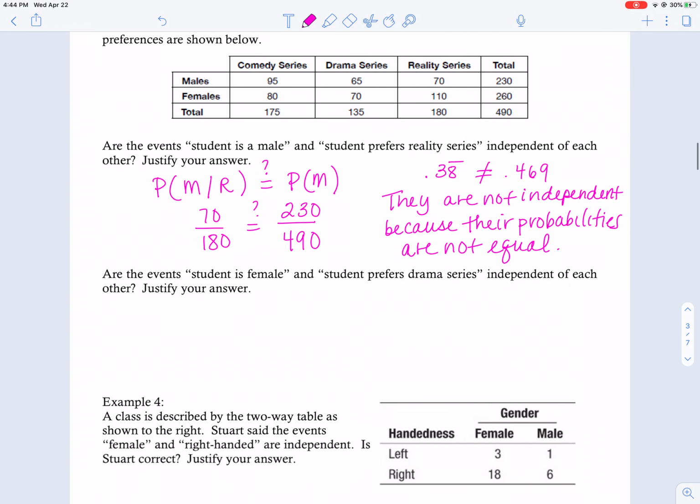Are the events student is female and student prefers drama series independent of each other? Okay, so if I do the probability of female given drama, does that equal the probability of female? Okay, once again, you could do it the other way, doesn't matter. So probability of female given drama series. So of the drama series 135, how many were female? 70. 70 out of 135. Does that equal the probability of females? Females were 260 out of 490.